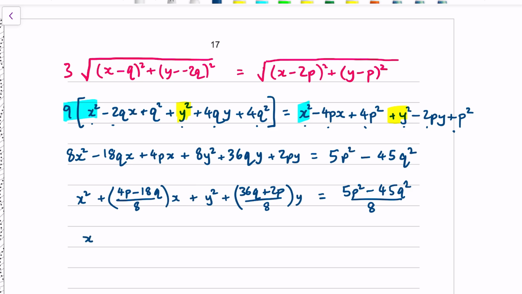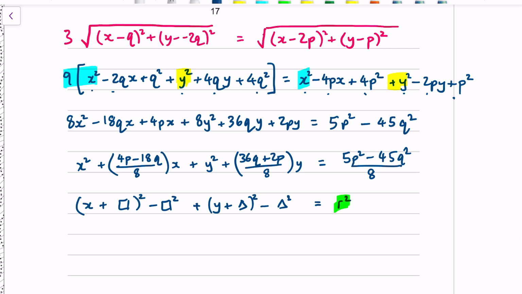Completing the square means I'm going to go x plus something all squared minus that something squared. Then I'm going to have y plus something all squared minus that something squared. And on the right hand side I'm going to get r squared. Because we just want the r squared term, I can just focus on that. R squared is the thing that's already on the right hand side plus the square squared and the triangle squared.